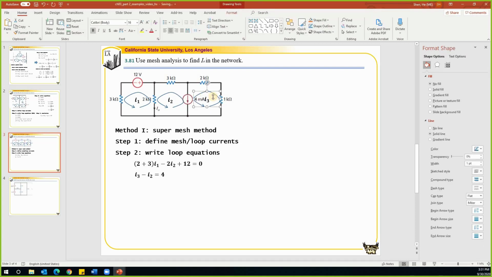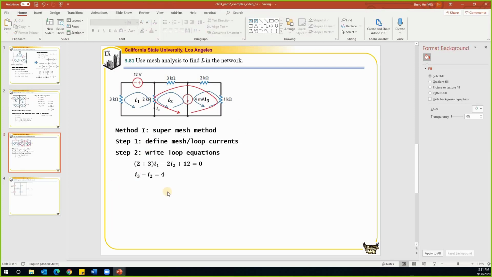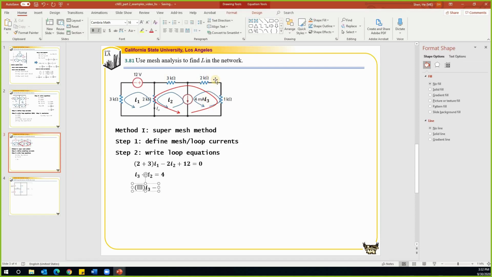So that is how we define the supermesh. I'm going to define my supermesh like that, and give it a different color. So that is my supermesh. I'm going to write a third equation by using KVL following this supermesh. Although we use this supermesh, we still need to use our defined mesh currents. So the voltage drop on this 1K and 2K is calculated by using I3 times the resistance, so we have 2 plus 1 times I3.